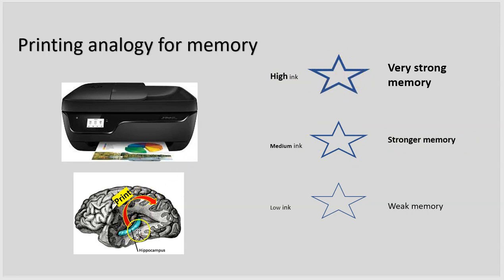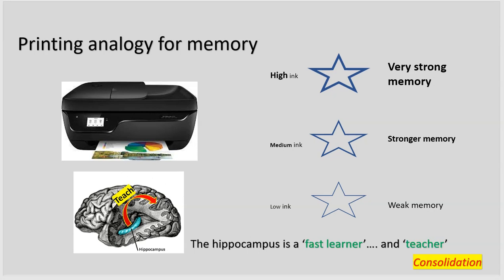So if we want good, strong, long-term memories, we have to help the hippocampus do some good printing up in the cortex. So that's our analogy here. The hippocampus is a printer, and if we want long-term memories, we need to help the hippocampus either make a strong printing the first time or study repeatedly so that the hippocampus can keep adding ink and really strengthen those cortical memory traces.